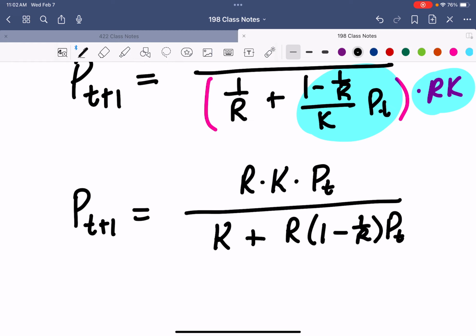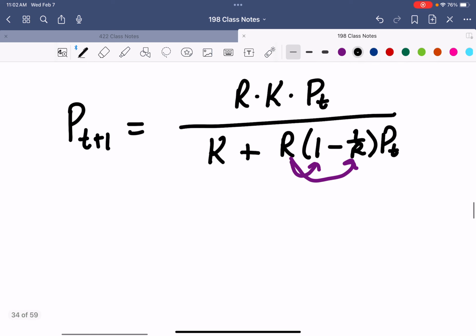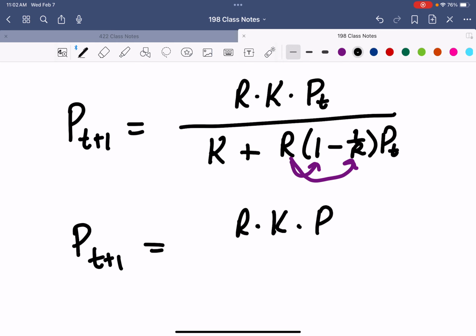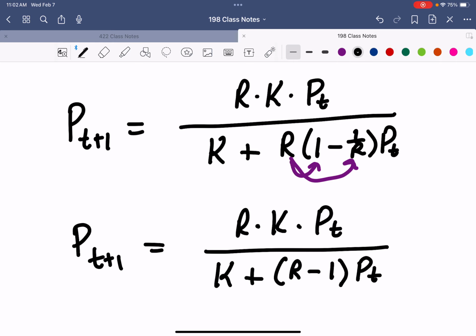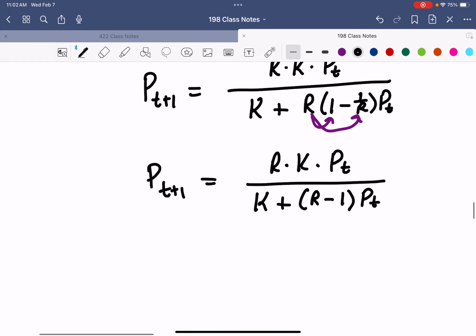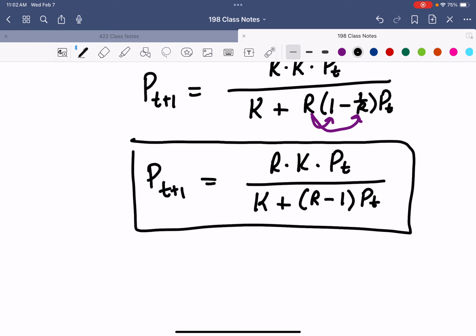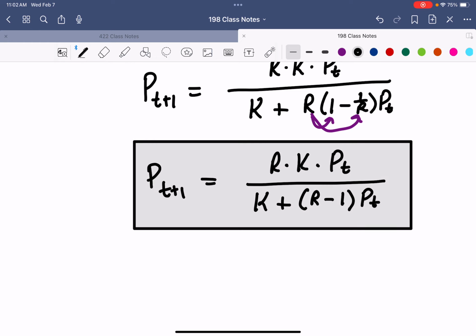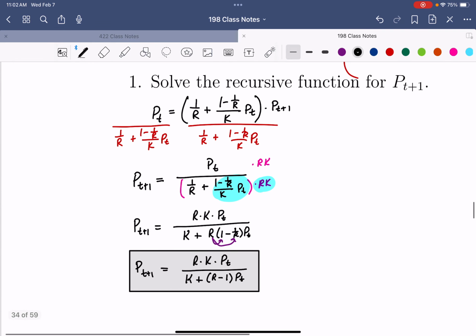And then the last thing that I want to do here to make this pretty is to distribute this r to both terms. So that's going to leave me with p_{t+1} equals r times k times p_t up top, k plus, now when I distribute, this becomes r minus 1 p_t. Notice that I'm not distributing the r to the p_t, right? That's just multiplying it. I'm just multiplying the r inside the parentheses that I get rid of the r in the denominator there, okay? This is what we're going to use as our Beverton-Holt recruitment curve. So when I use it in practicality, this is what I'm using. Okay, so there's my whole process start to finish.